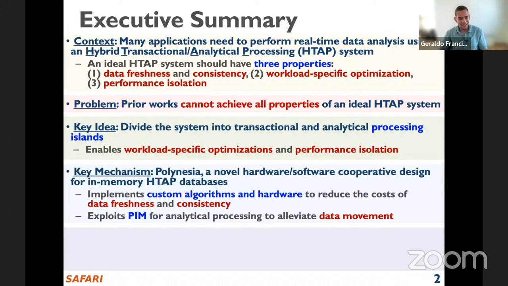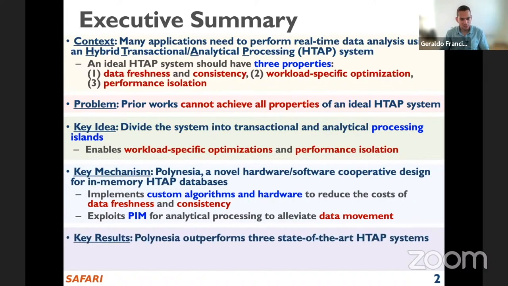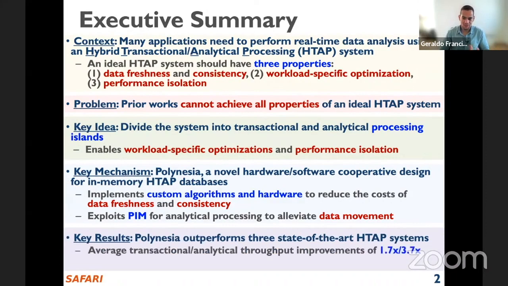So we leverage our key idea to design Polynesia, which is a novel hardware-software cooperative design for in-memory HTAP databases. We implement custom algorithms and hardware in Polynesia to reduce the cost of maintaining data freshness and data consistency in HTAP systems. And we exploit processing-in-memory for the design of the analytical processing islands to alleviate the cost of data movement. We extensively evaluate Polynesia against three state-of-the-art HTAP systems, and we observe that it increases transactional and analytical throughput by 1.7 times and 3.7 times on average, and also reduces energy consumption by 48% on average.